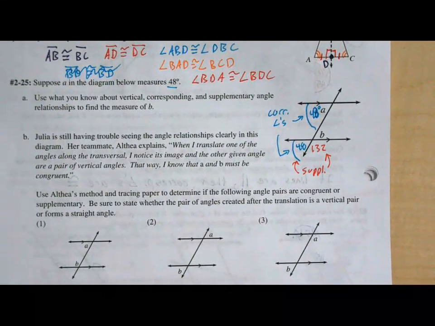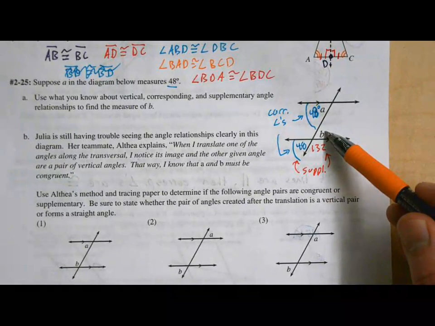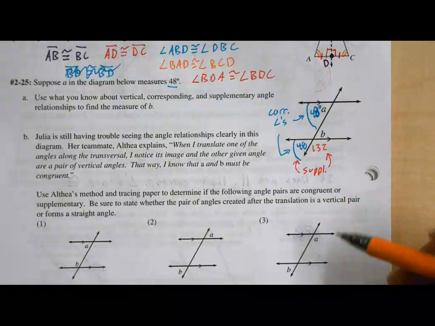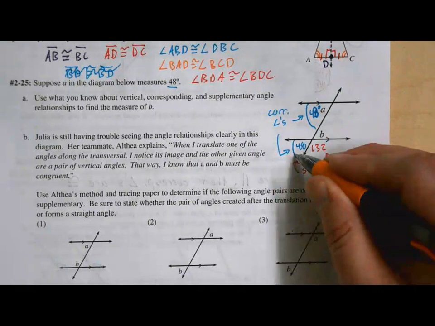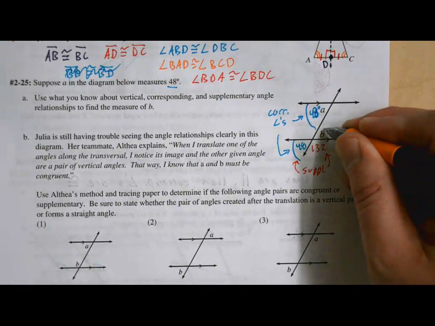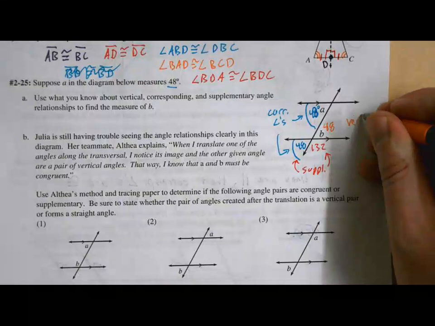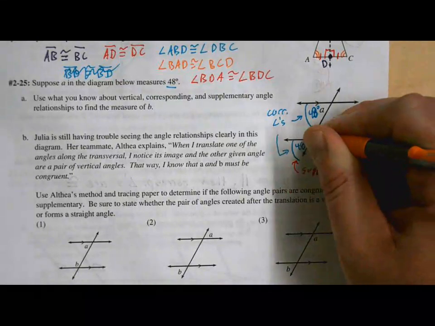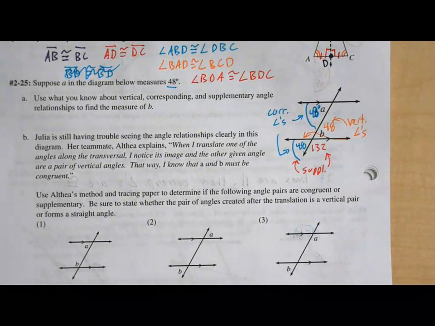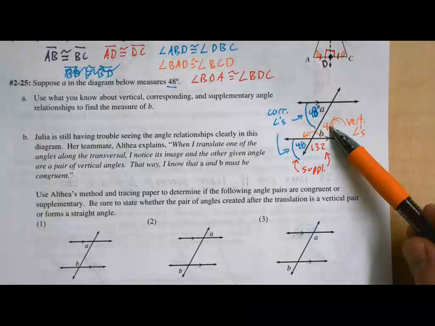We're still trying to find B, though. What relationship do we know that's going to link B either to the 48 or to the 132? Great. This B and this 48, these are vertical angles, so we could just go ahead and copy it because we know that vertical angles are congruent. So we didn't actually need the supplementary angles, but we could have also gotten this 48 by the fact that the 132 and the B are supplementary angles.